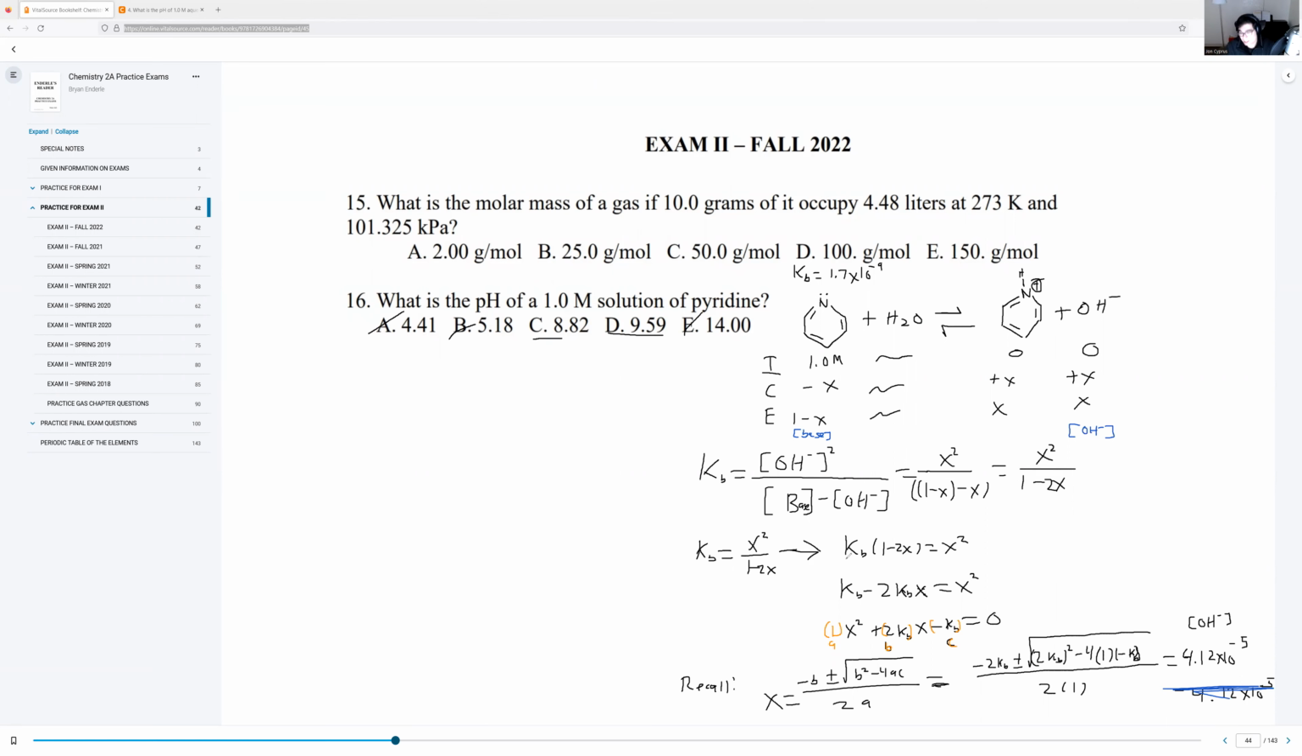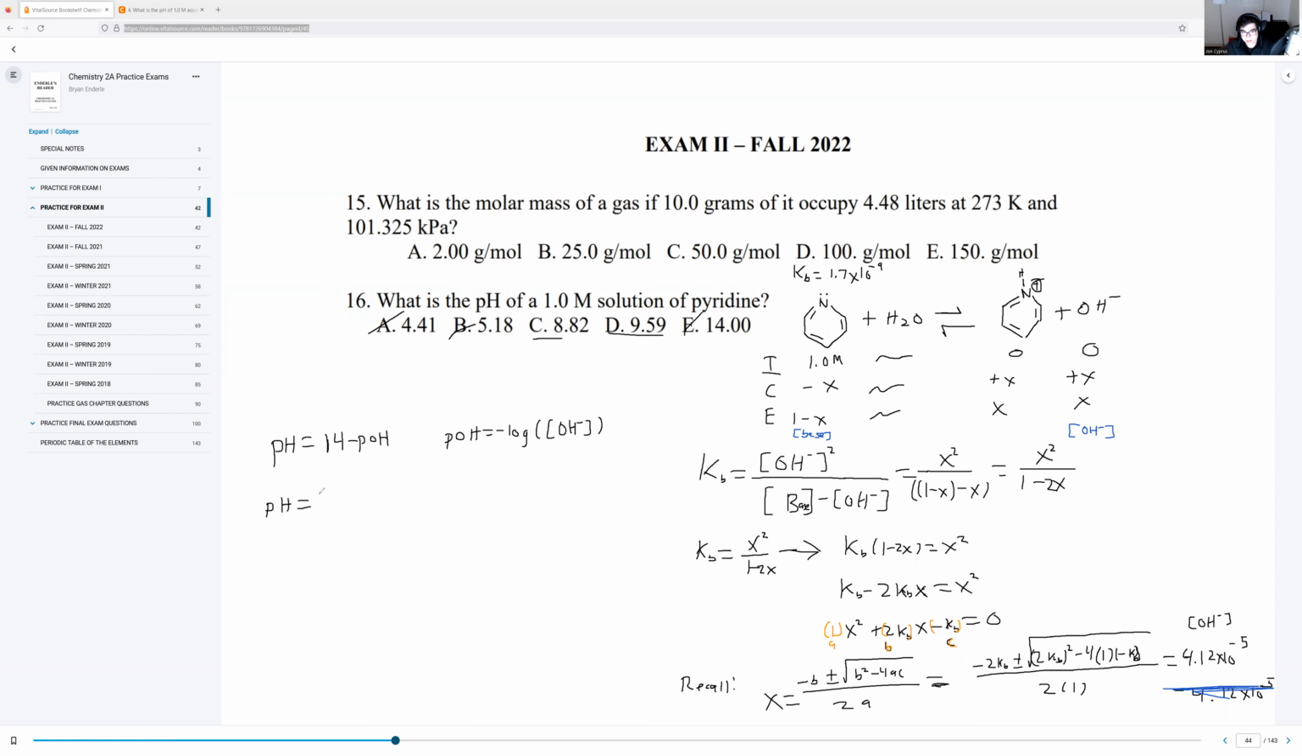But now we have to find pH. So to find the pH, we do pH is equal to 14 minus pOH. I know pOH is equal to the negative log of the concentration of hydroxide.